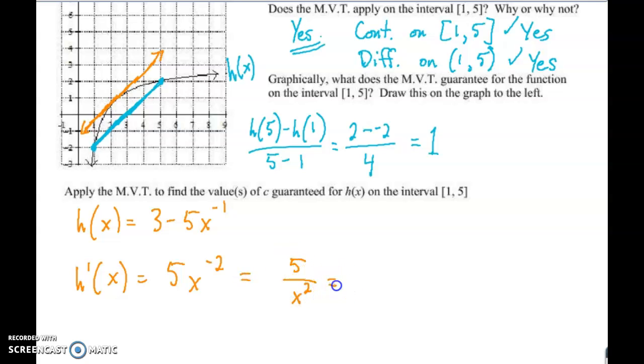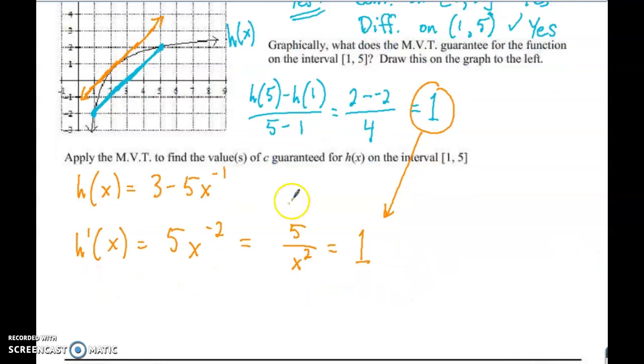So somewhere on this interval, this derivative must equal this slope. That's what the mean value theorem says. So if I were solving this, I would go ahead and multiply the x squared over. And then to solve this, you would square root. Now remember, you do get two answers, plus or minus the square root of 5. But the only one inside of this interval is the positive one.